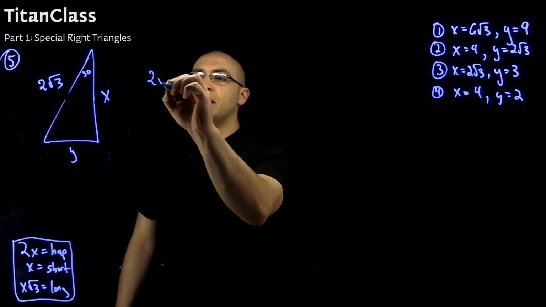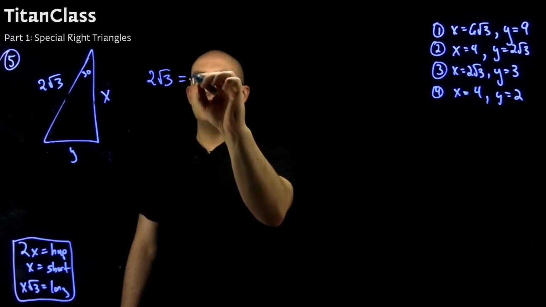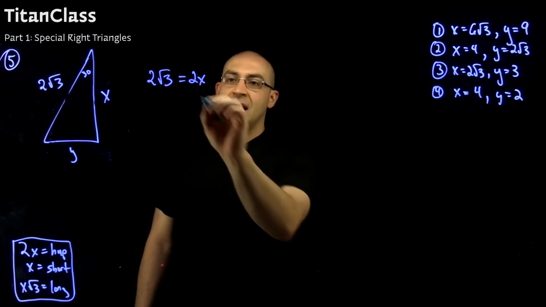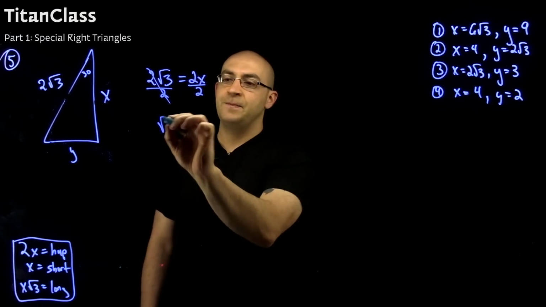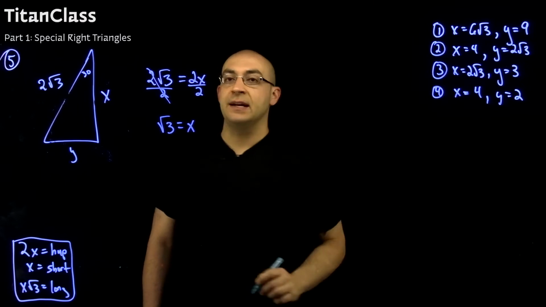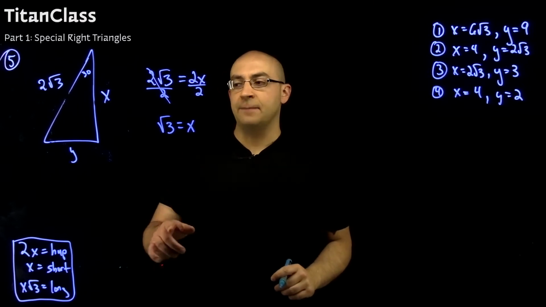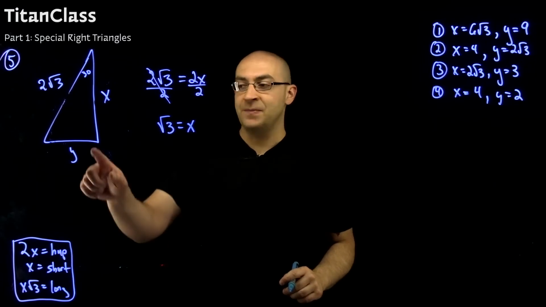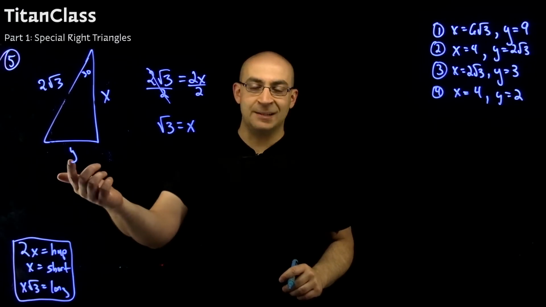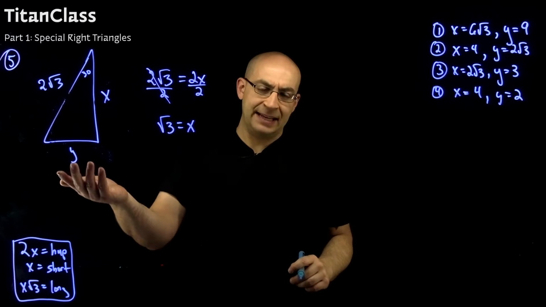So 2 root 3 is going to equal 2x. Divide by 2 on both sides, and that's going to cancel out those 2's. Root 3 is going to be the x value. Now again, why did we do that? Well, I know that the short side here, based on my key, is whatever x represents. In this problem, it just says it's y. It could be any letter, it doesn't matter.